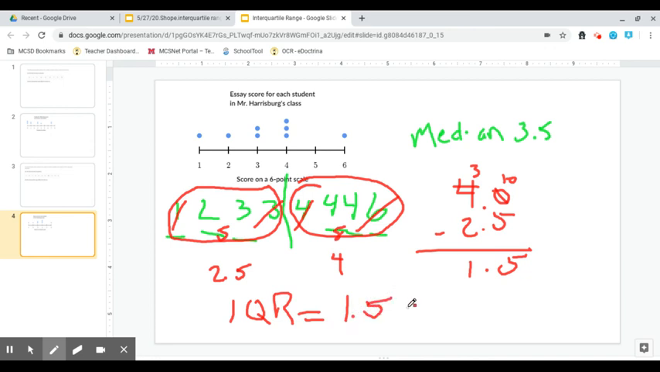Okay, that's how you do it. Numbers in order first. Find the median on the left, find the median on the right, and subtract those two, and you'll get an interquartile range. Okay, good luck on your problems. And I think you have 8 of those to do, just like this.